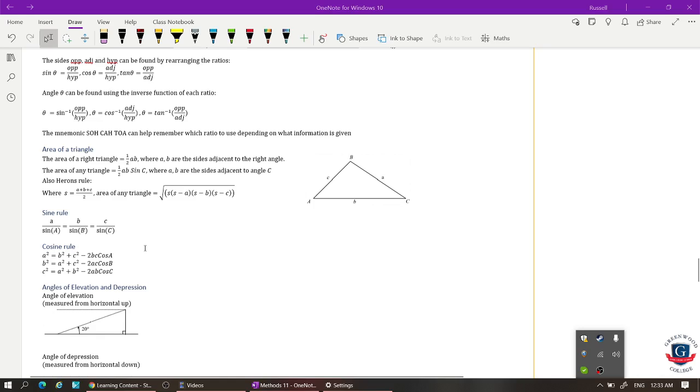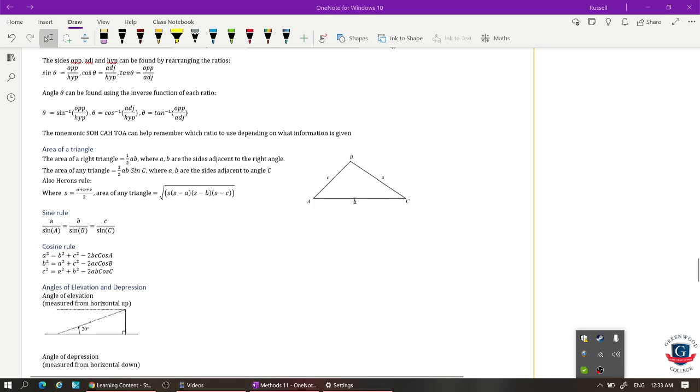We do have some other formulas that we can remember. The area of a right triangle is half AB, where A and B are the sides adjacent to the right angle. We can also find the area of other triangles that aren't right by using half AB sine C. So we need to know that angle there.